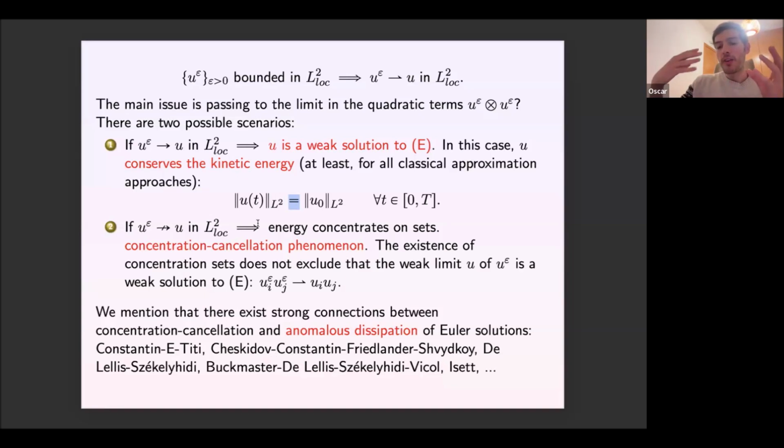On the other hand, concerning the positive part of the Onsager conjecture, I mean the energy conservation for enough regularity, there are many results, and here I'm quoting some papers related to the positive part of the Onsager conjecture. Okay, so overall, concentration, cancellation and anomalous dissipation are strongly connected.